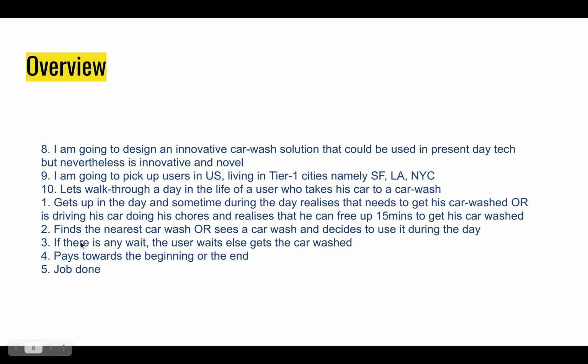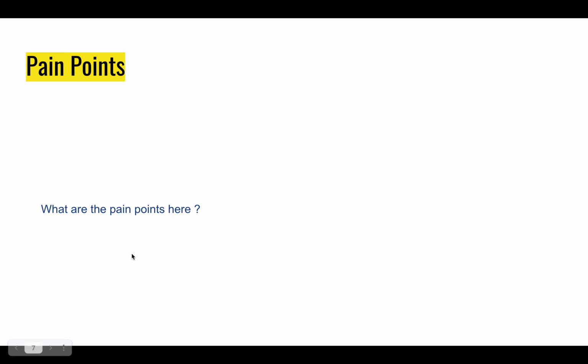Then what does he do next? He tries to find the nearest car wash or sees a car wash. Maybe he's driving and sees a car wash and then decides to use it during the day, or he finds the need first and then tries to find the car wash. Then next, if there is any wait, the user waits, and otherwise gets the car washed. So the user waits for a while before getting the car washed and then pays at the beginning or the end, and then the job is done. So that's a typical workflow for somebody going for a car wash.